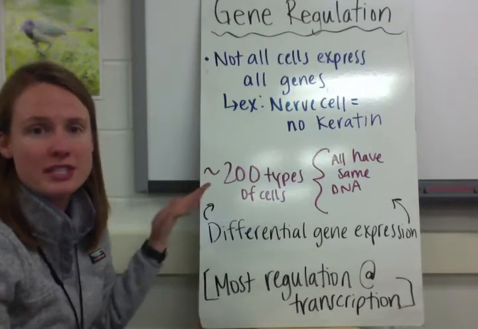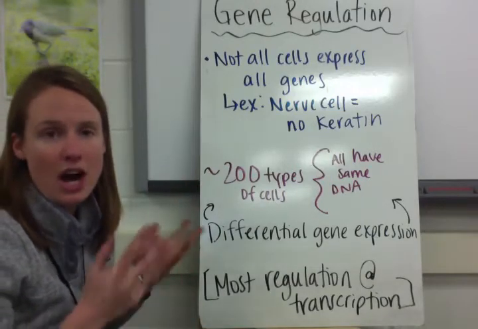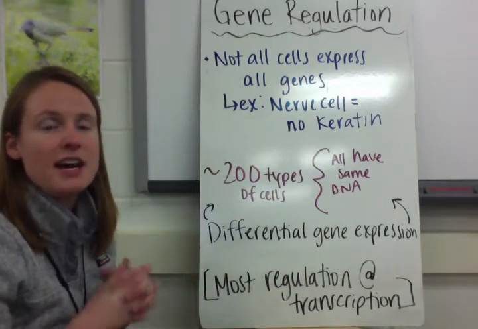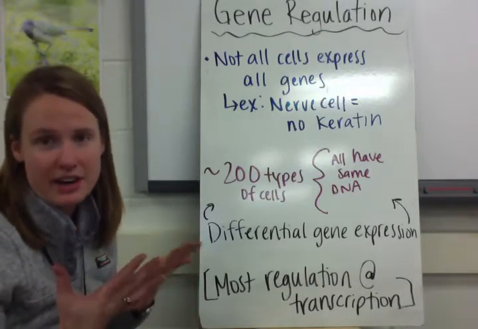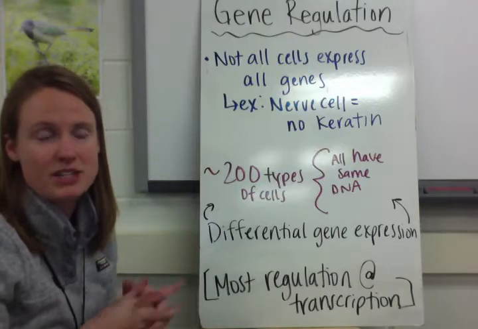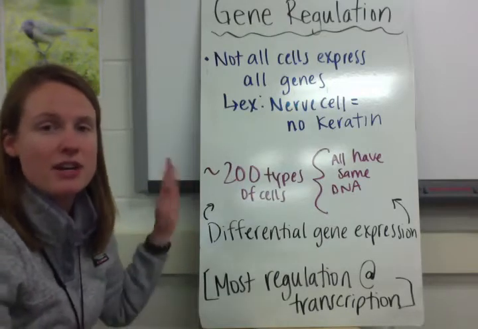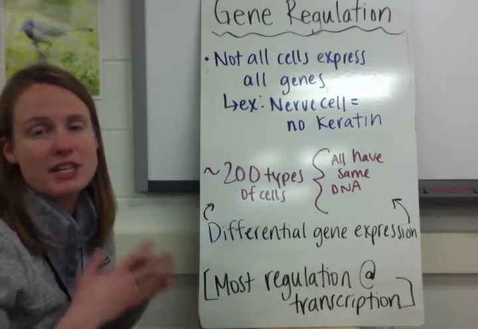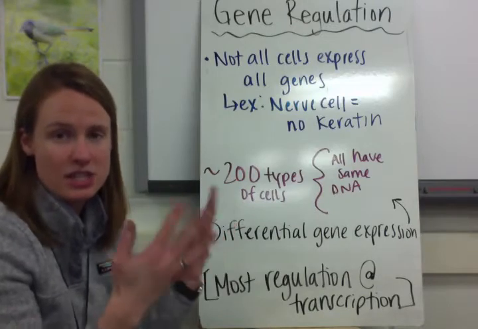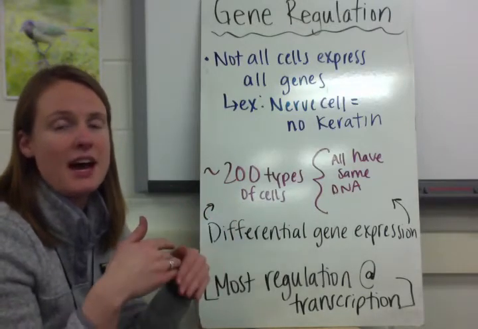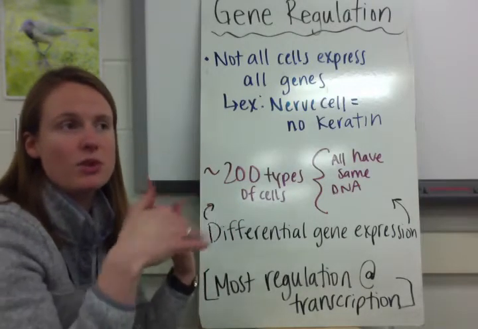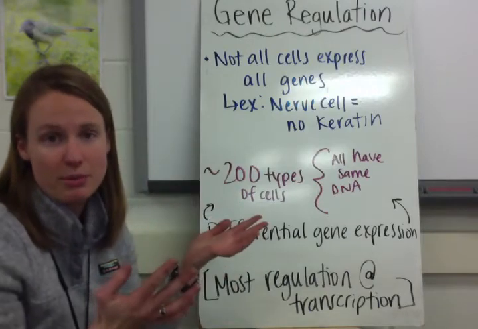So for example, in your neurons, in the nerve cells in your head, they're not making much keratin, which is a protein that makes your hair and your nails strong, but nerve cells don't have any need to transcribe the DNA, the gene for keratin, in order to make that protein, because they don't need that protein.